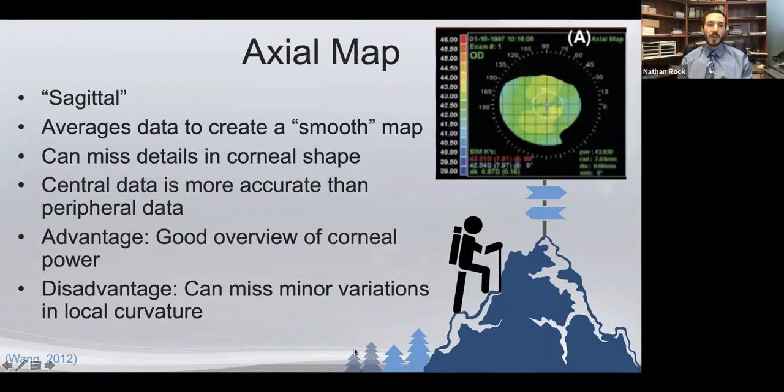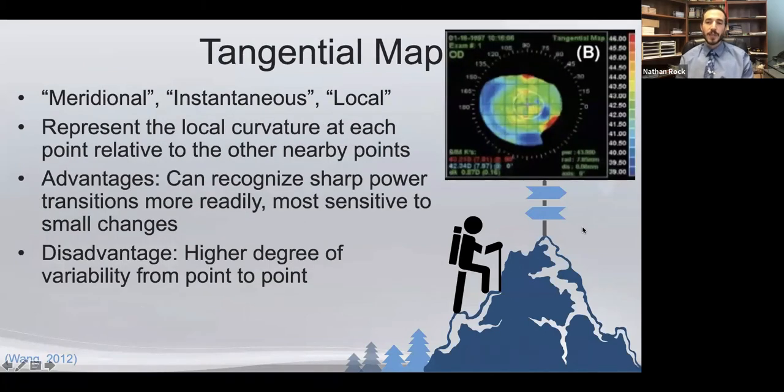Axial maps are often called sagittal. It averages the data to create a smooth map. It can miss details in corneal shape. It's more accurate for central data than peripheral. The advantage is it does provide a good overview of the corneal power, and the disadvantage is it can miss minor variations. So in this upper right corner, this is a map of a patient. As we can see, it looks fairly regular and fairly uniform on the axial, but if we switch over to the same patient on tangential, there's actually a lot of local irregularity that's noted.